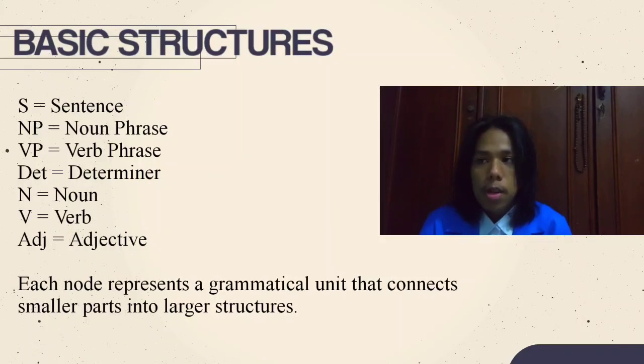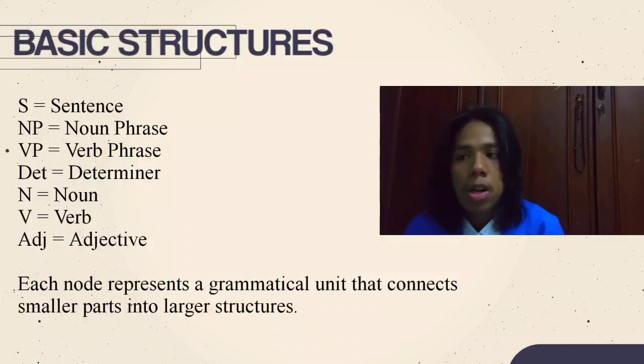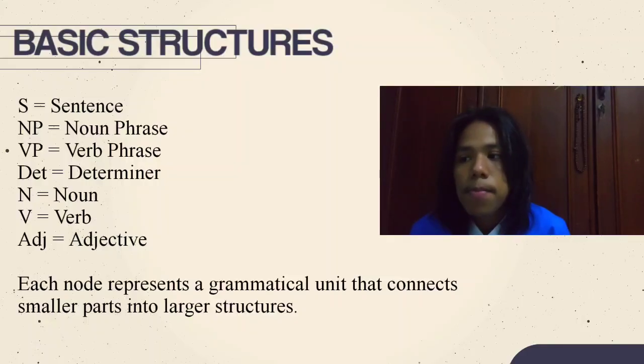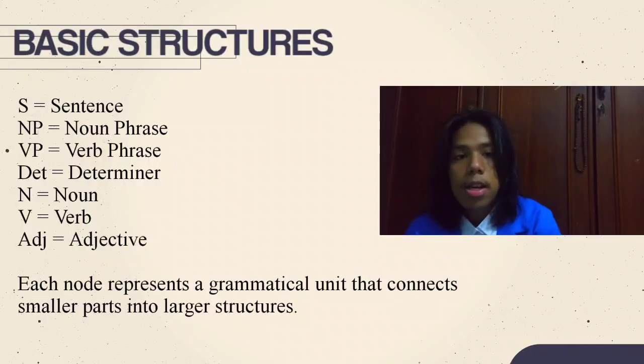Okay, first, the basic structures of making a tree diagram. Here are the basic structures: S stands for sentence, NP for noun phrase, VP for verb phrase, D for determiner, N for noun, V for verb, and Adj for adjective. Each node represents a grammatical unit that connects smaller parts into larger structures. Now we can see the example.